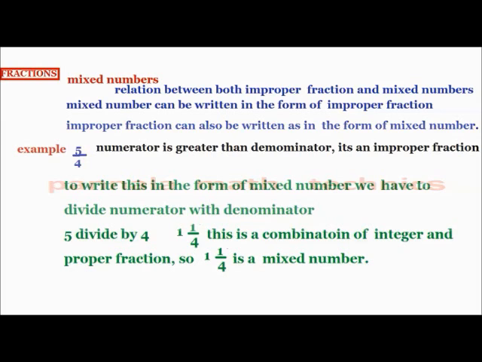Now see this example, 5 by 4. The numerator is greater than the denominator. It's an improper fraction. To write it in the form of a mixed number, we have to divide the numerator by the denominator.